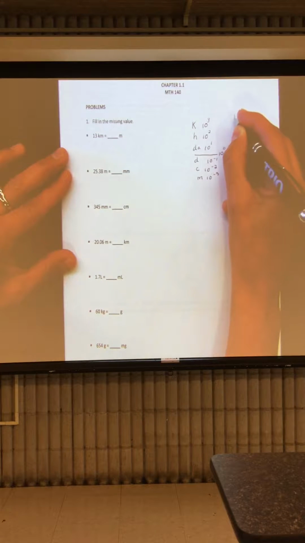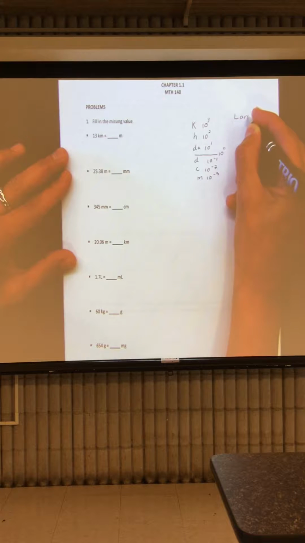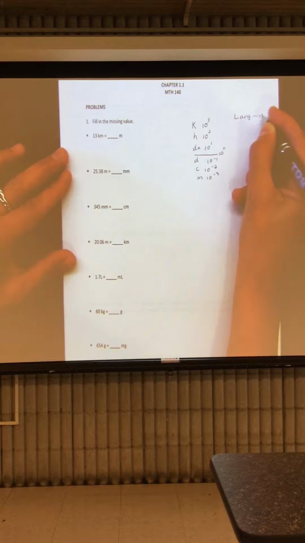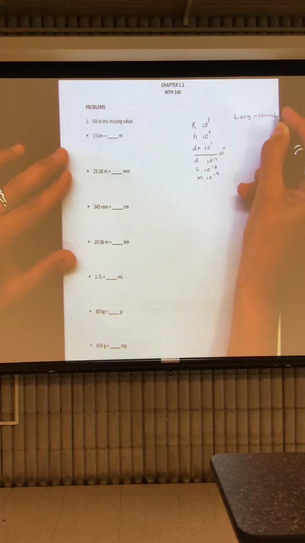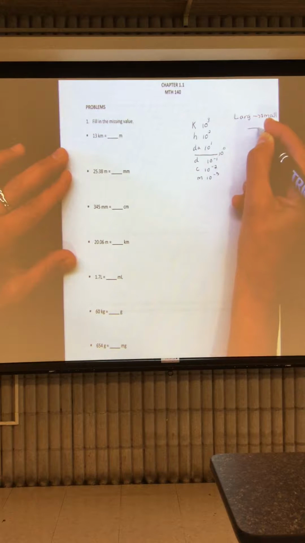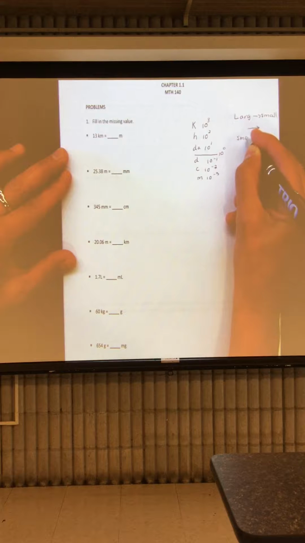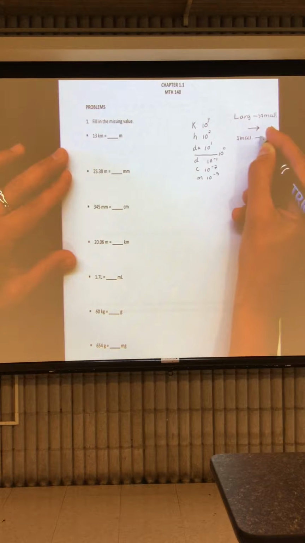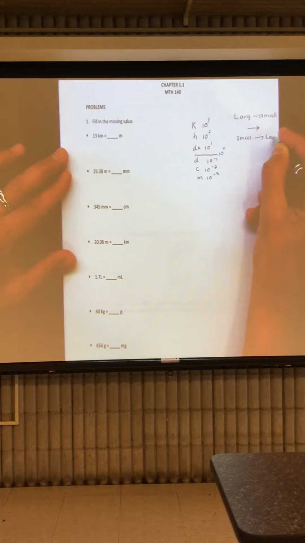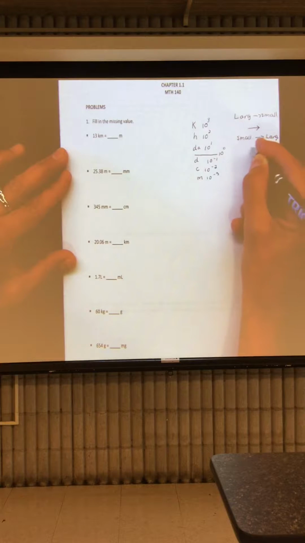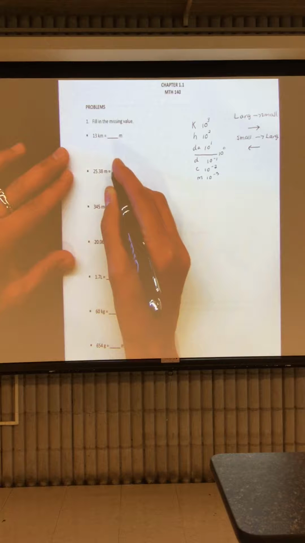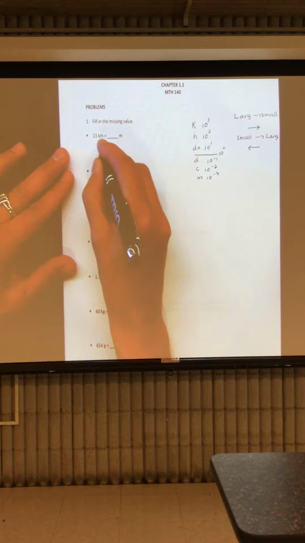Remember, when we're going from a larger number to a smaller number, we move the decimal place to the right. If we are going from a smaller number to a larger number, we move the decimal place to the left. Now let us begin with filling in these spaces.